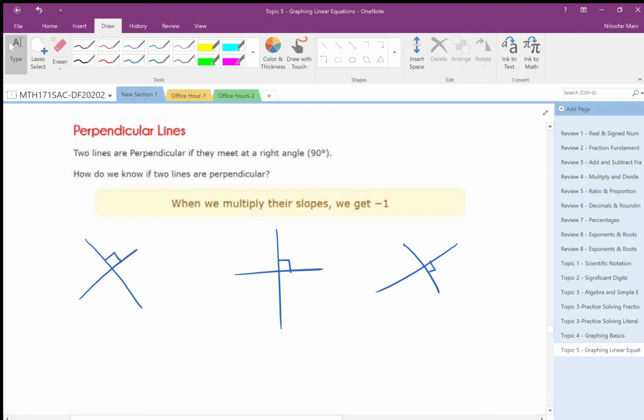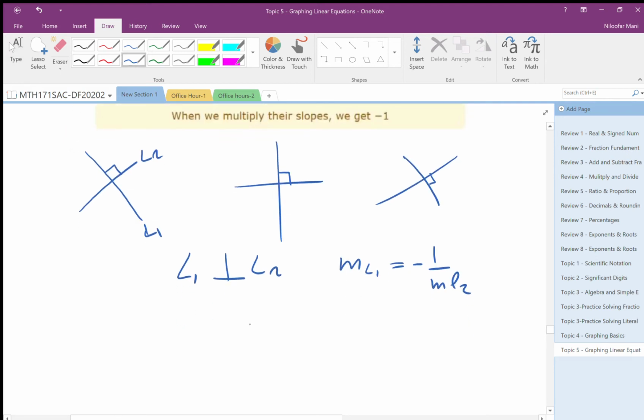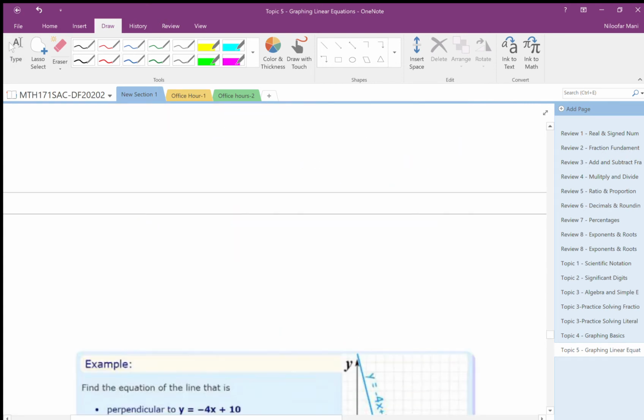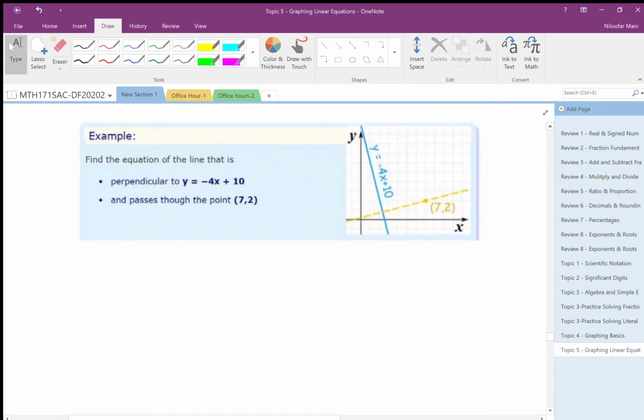So I say L1 is perpendicular to L2, and this is the math symbol. This holds if the slope of L1 is the negative reciprocal of the slope of L2, or if the slope of L1 multiplied by the slope of L2 is -1. So if I have the slope of one of them, I can find the slope of the other by using the negative reciprocal.